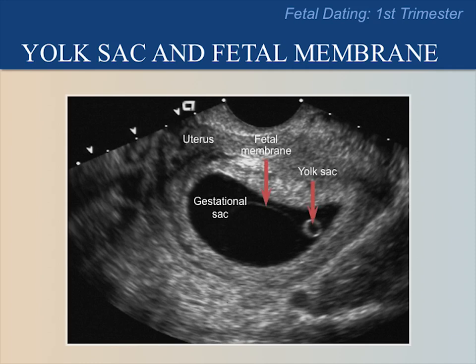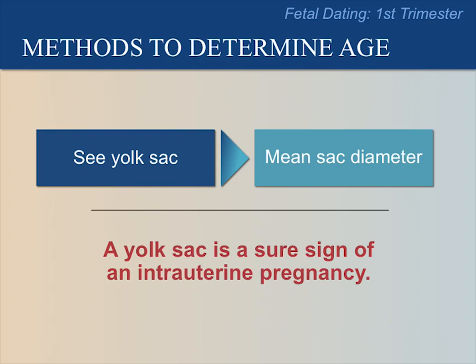Here we have outlined these structures. A thin membrane is sometimes seen early in pregnancy, but usually not later unless you see the membrane between twins. A yolk sac is a definite sign of a uterine pregnancy.